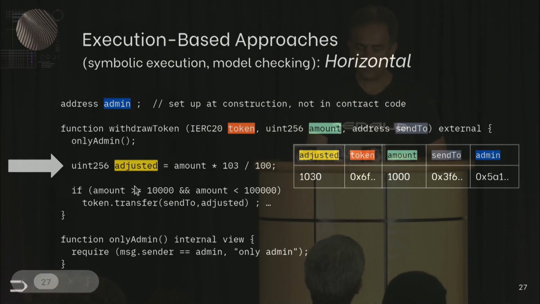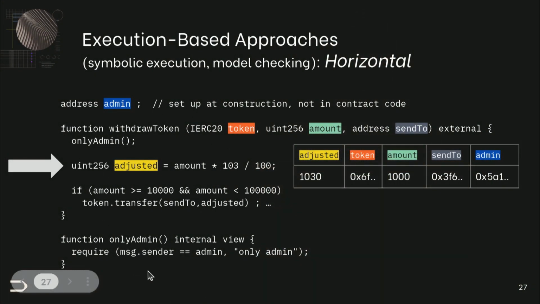You don't need to really follow all this code in detail. We're looking at a function withdraw token. We have state variables. We have a storage variable admin. We have local variables like token, amount, send to that are parameters to the function. And then we have adjusted. The big thing here, beyond having a guard, only admin, that checks for some properties, et cetera, the big thing here is that adjusted is a function of amount.